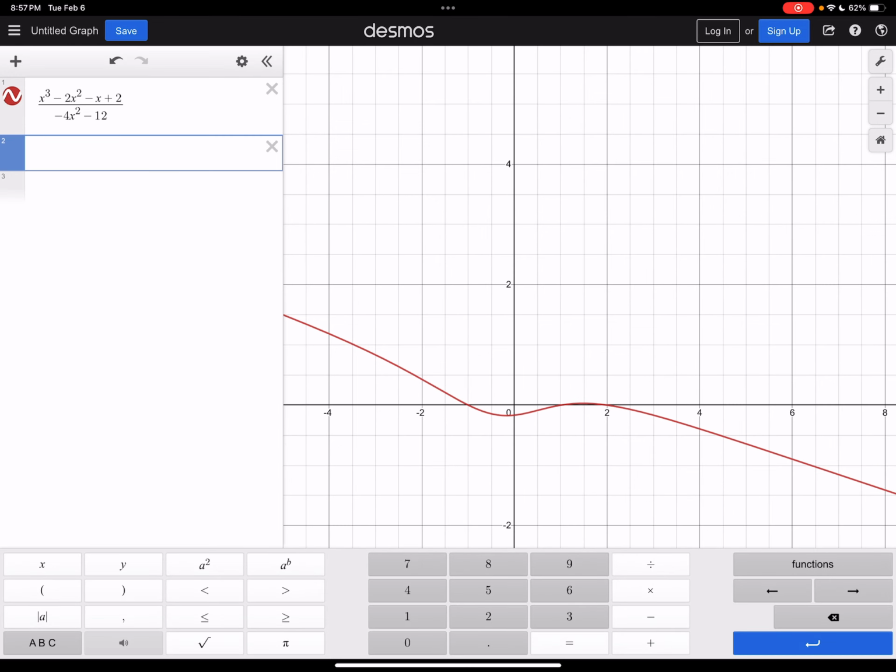Notice our slant asymptote was negative 1/4 x. Oops.